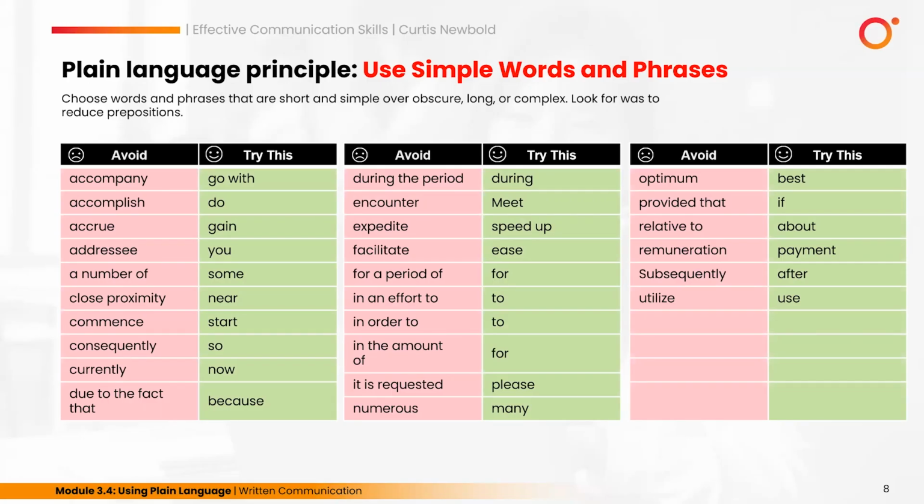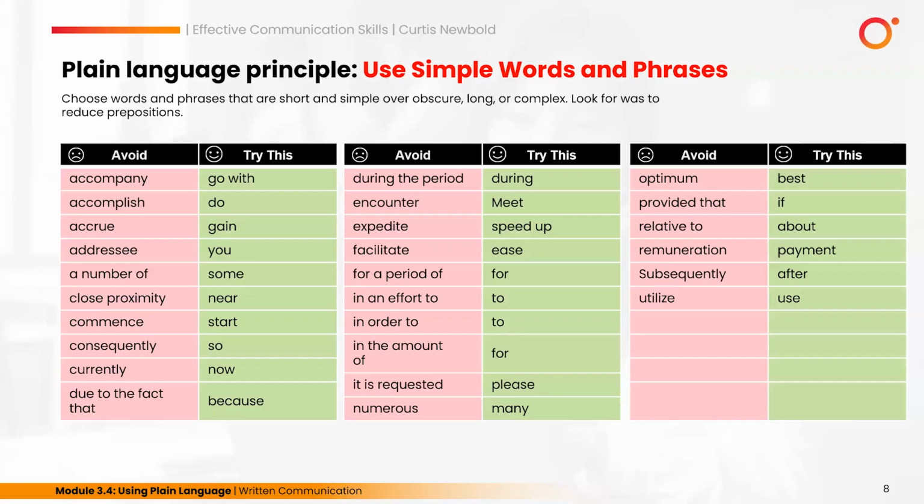A number of, some. You'll notice at the bottom of that list there on the left, due to the fact that. That's what we often see, and it's a problematic phrase. It just adds a lot of extra words. We can just say because. And you'll see a few of these other ones. Again, this is where you might want to pause and kind of study some of these phrases. But during the period, you can just say during. For a period of, you can just say for. In the amount of, you can say for. Instead of saying something like provided that, you can say if.